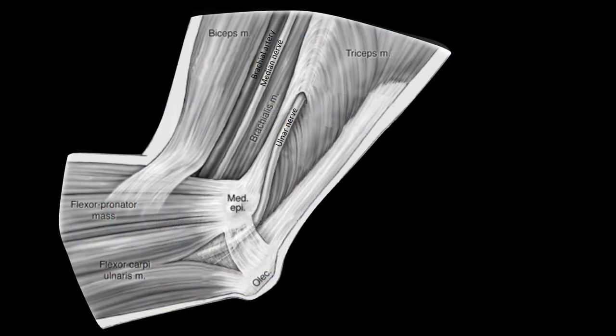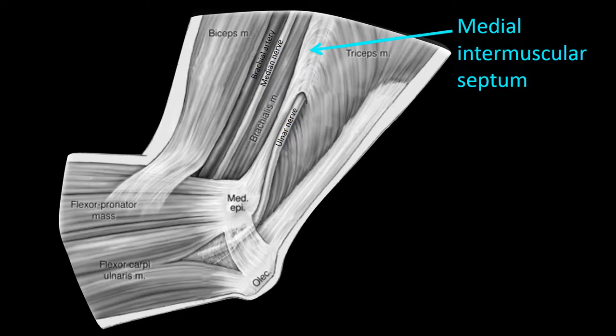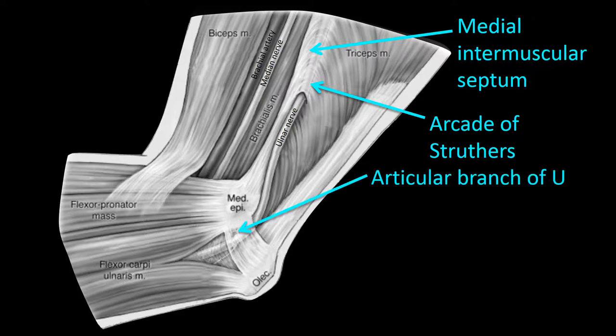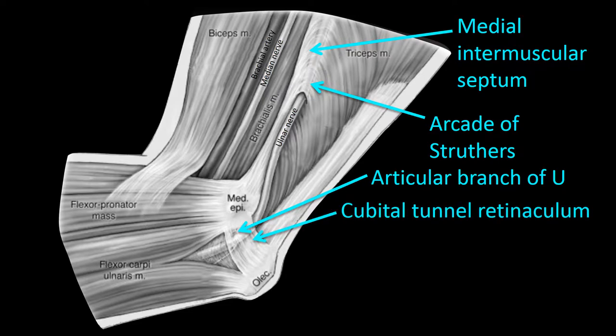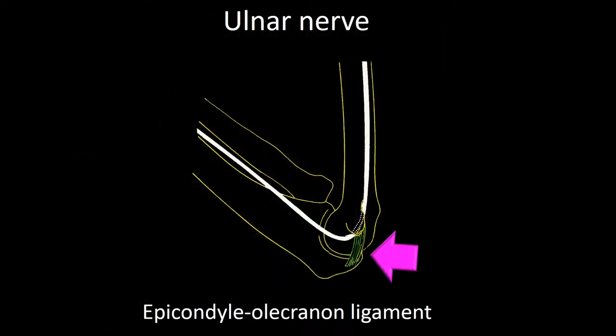In this new figure corresponding to a more superficial dissection plane of the medial elbow, again you can see the medial intramuscular septum, which serves as a landmark to recognize other structures. The arcade of Struthers, the little branch that may be perceptible in the video corresponds to the articular branch of the ulnar. The arrow now points to the cubital tunnel retinaculum. This structure is also called the epicondyle olecranon ligament.